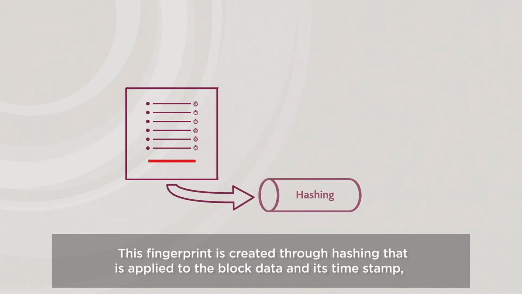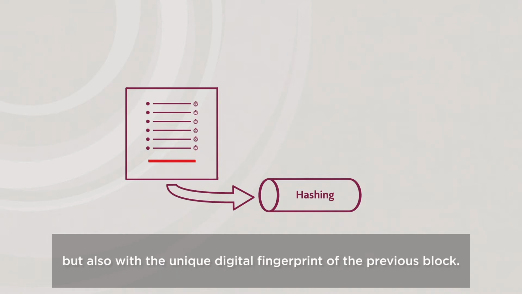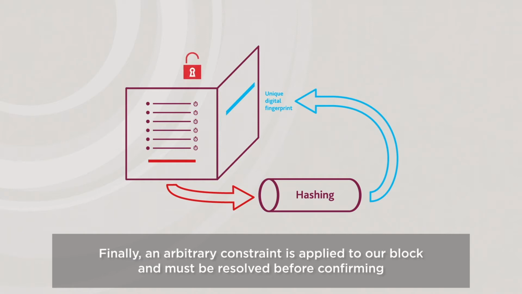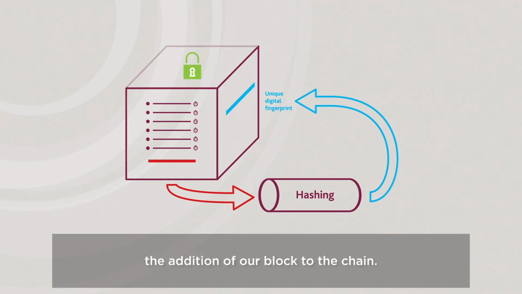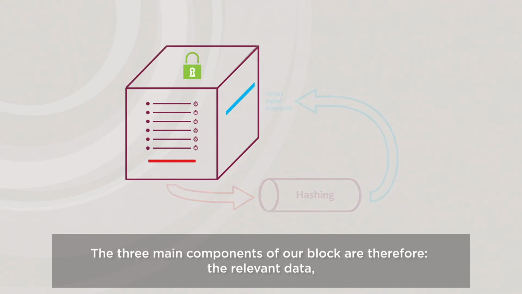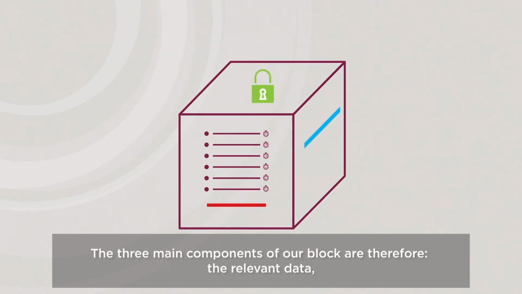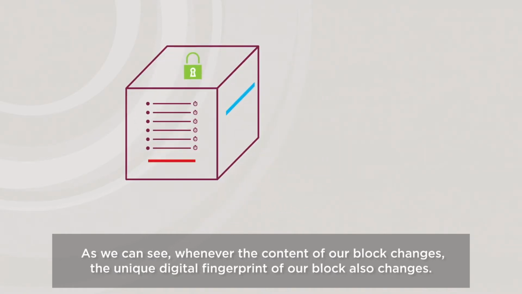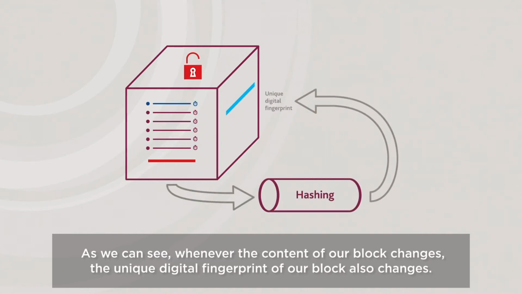This fingerprint is created through hashing that is applied to the block data and its timestamp, but also with the unique digital fingerprint of the previous block. Finally, an arbitrary constraint is applied to our block and must be resolved before confirming the addition of our block to the chain. The three main components of our block are therefore the relevant data, the unique digital fingerprint obtained through cryptography, and an arbitrary constraint.